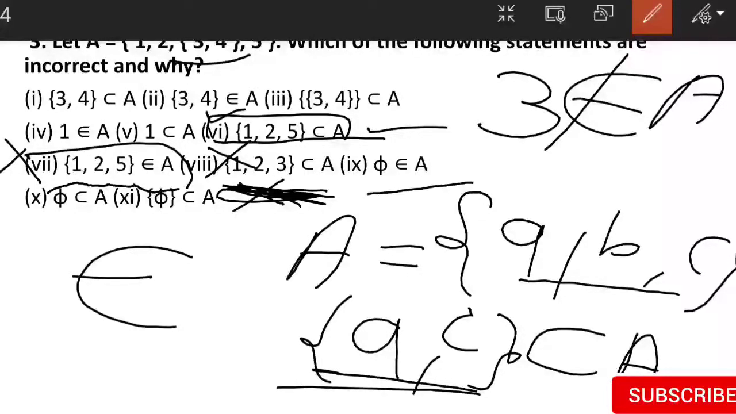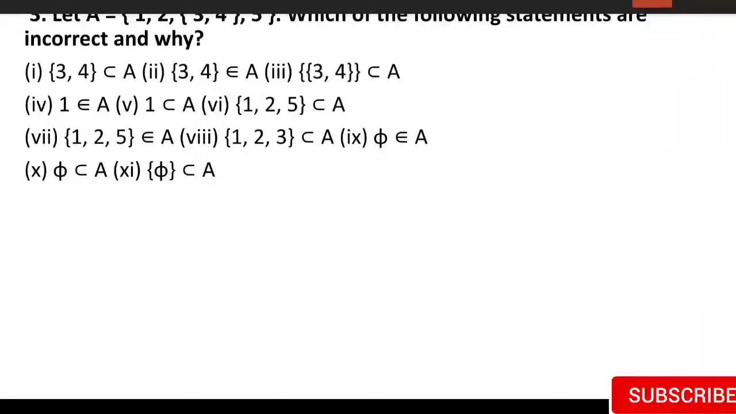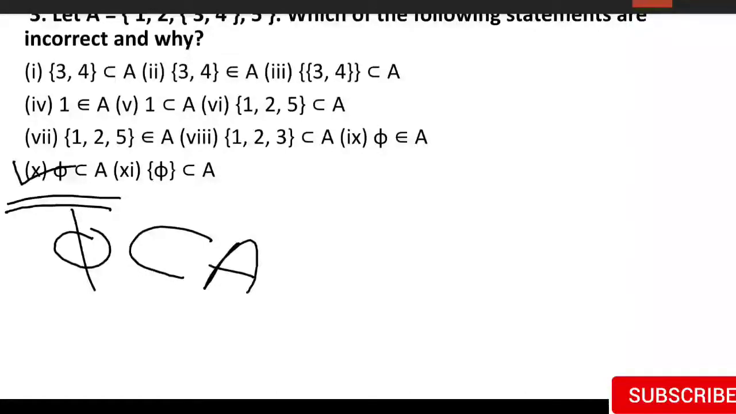Now see the next example. Empty phi is an empty set and it is always subset of every set, but it is not the element of a given set. If we are saying phi is an element of set A, then set A contain phi, A, B, C. Okay, so this is not the correct statement. See the next example. Here's phi subset of A. So here empty set is always subset of every set. That means this statement is always true.